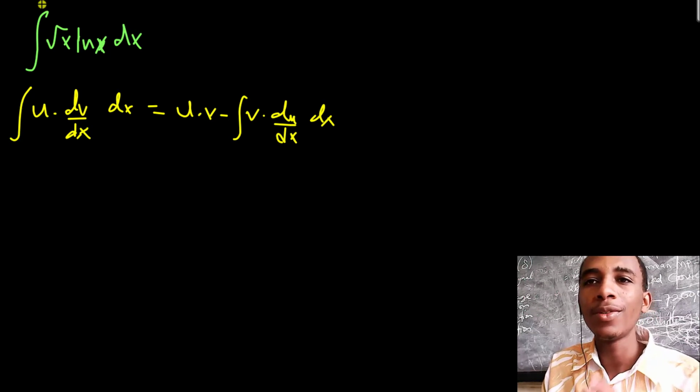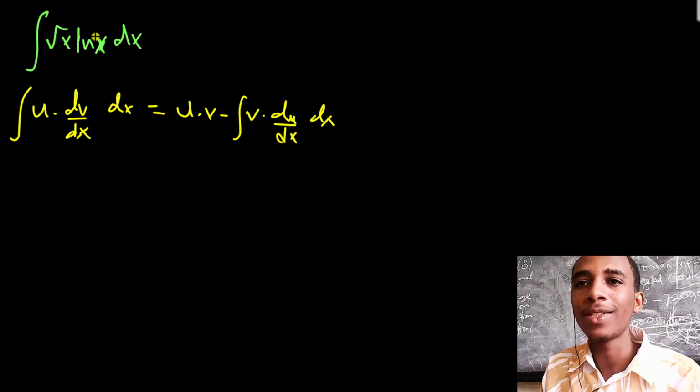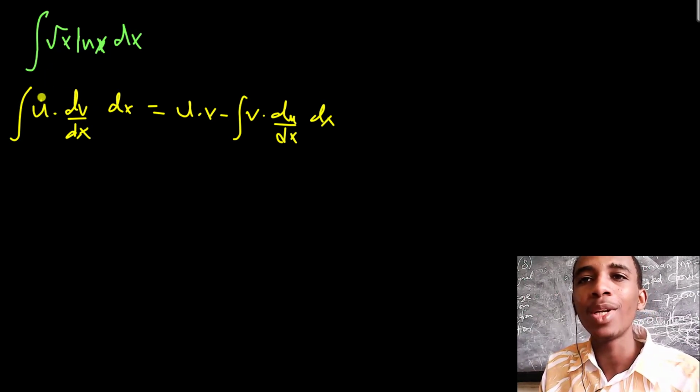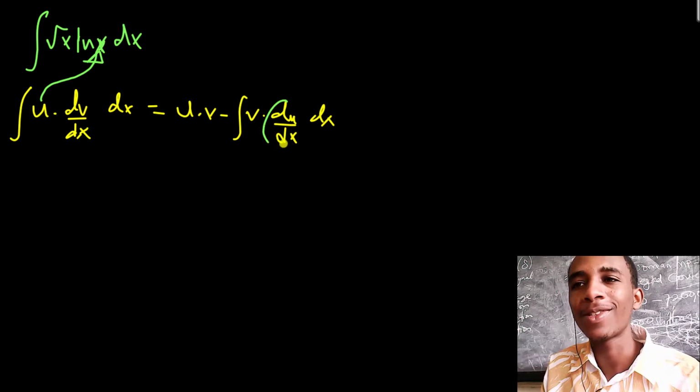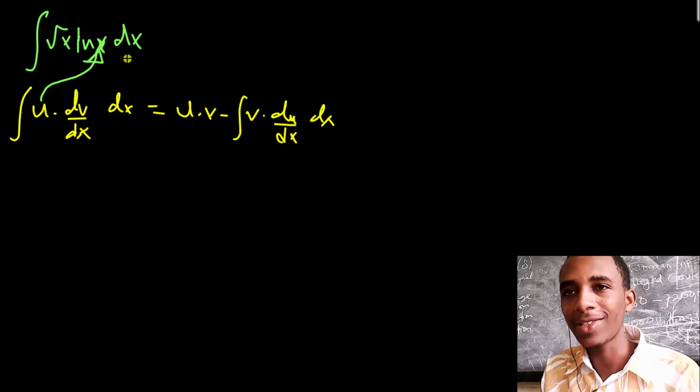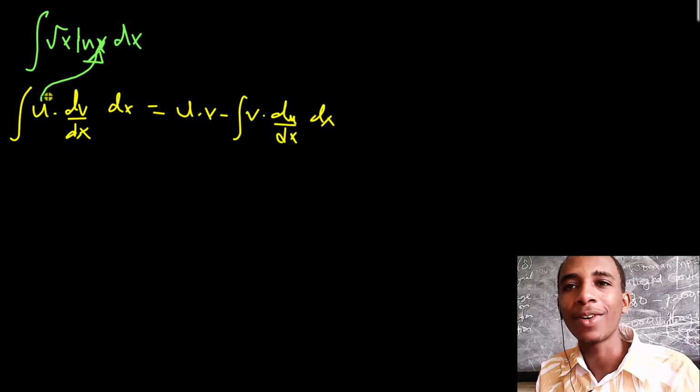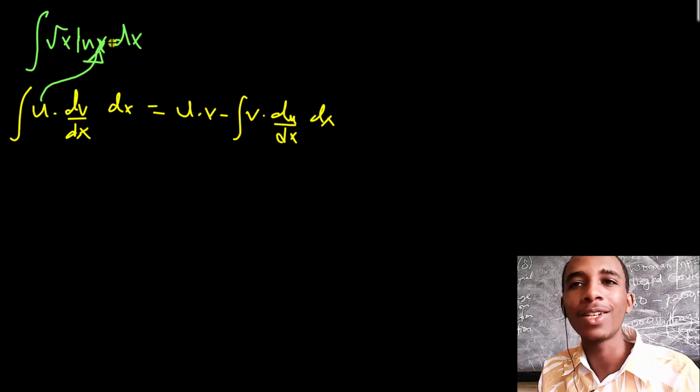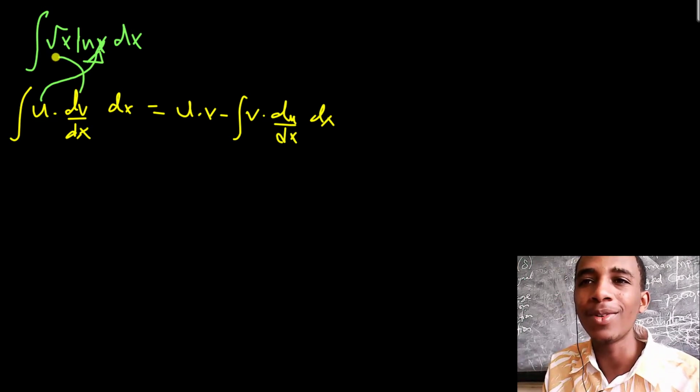So let me do this. I'm going to match these letters to the functions here. I better let u be natural log of x because it is easier to find the derivative of this. I want to find du dx. It is easier to do that if I let u be natural log of x. So if I let u be root x and dv dx be this, that will be much more complex because in order for me to find the integral of natural log of x, I need to use the same method, which is kind of complicated.